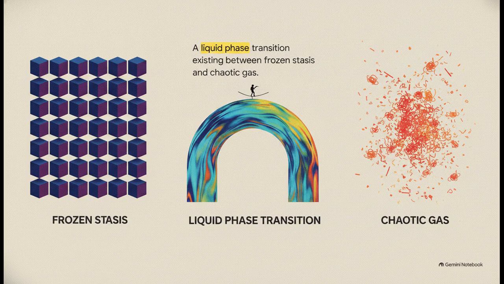Think of it as a liquid phase transition. It's caught right in that sweet spot between the solid, frozen stasis of tyrannical order and the incoherent gas of total destruction. If you lock every atom in place, the system just stagnates. But if they tumble completely randomly, the whole thing is destroyed. You absolutely need to find that liquid state.